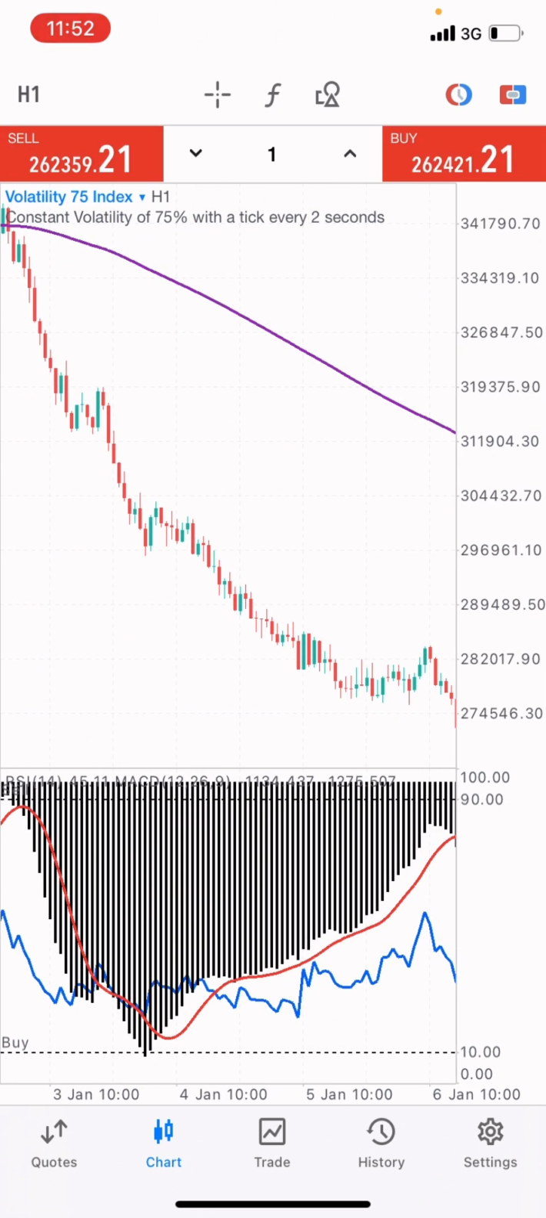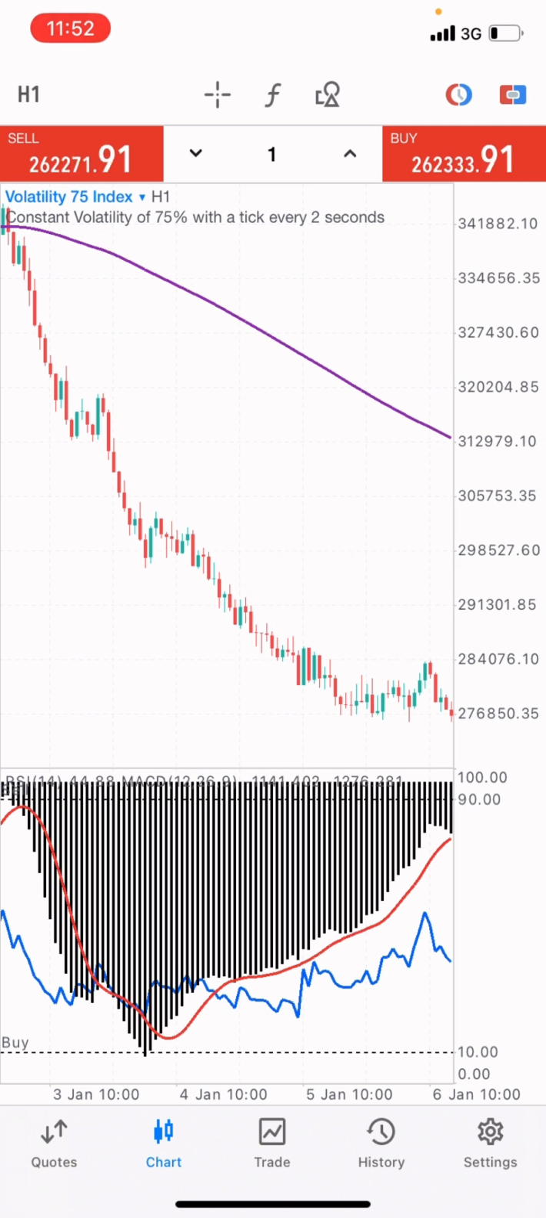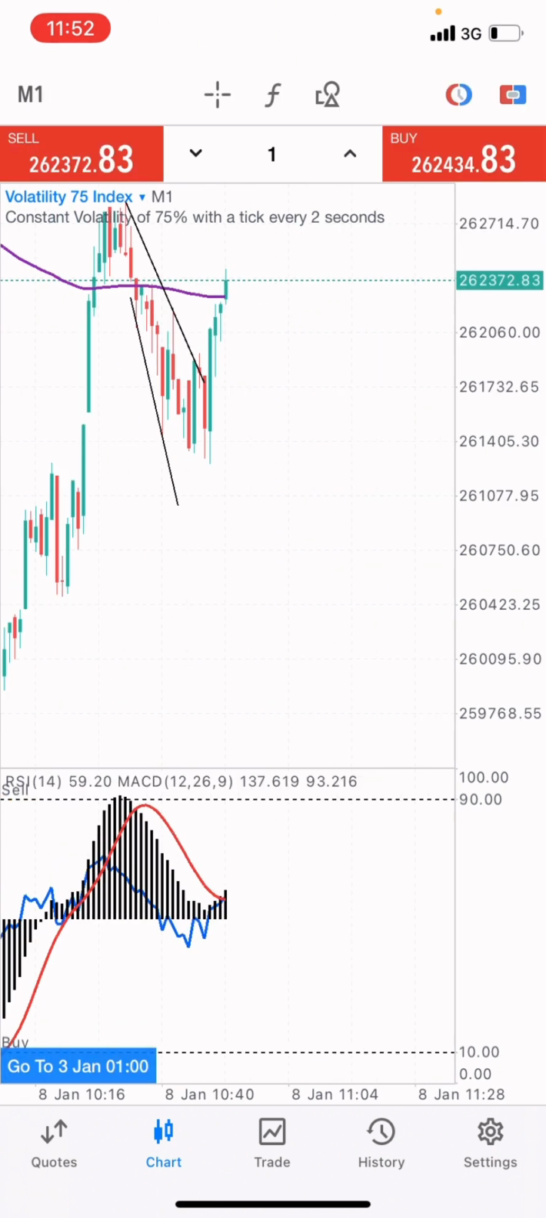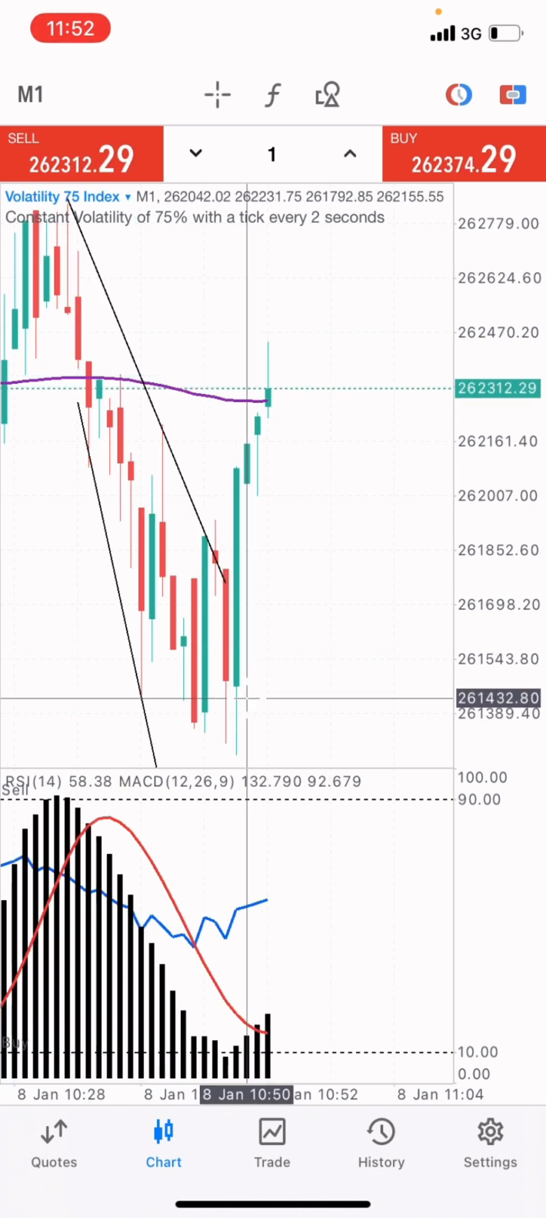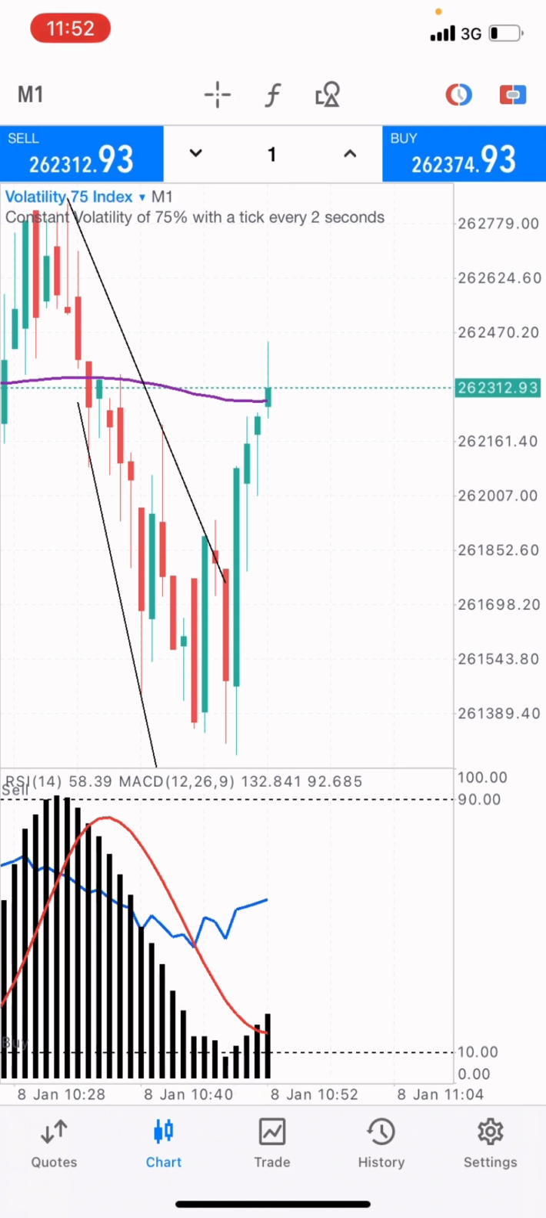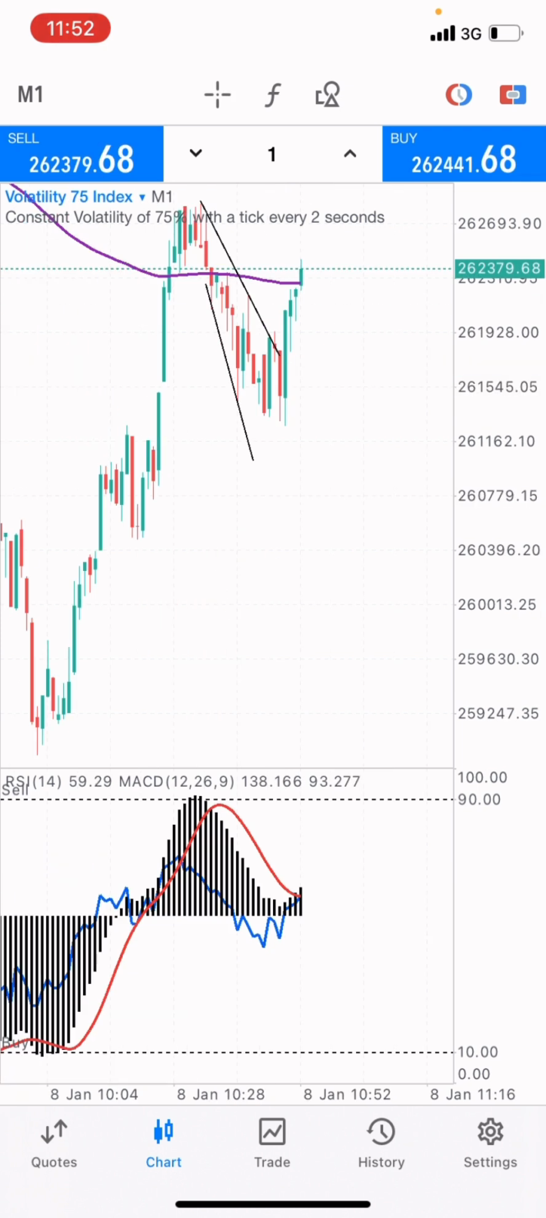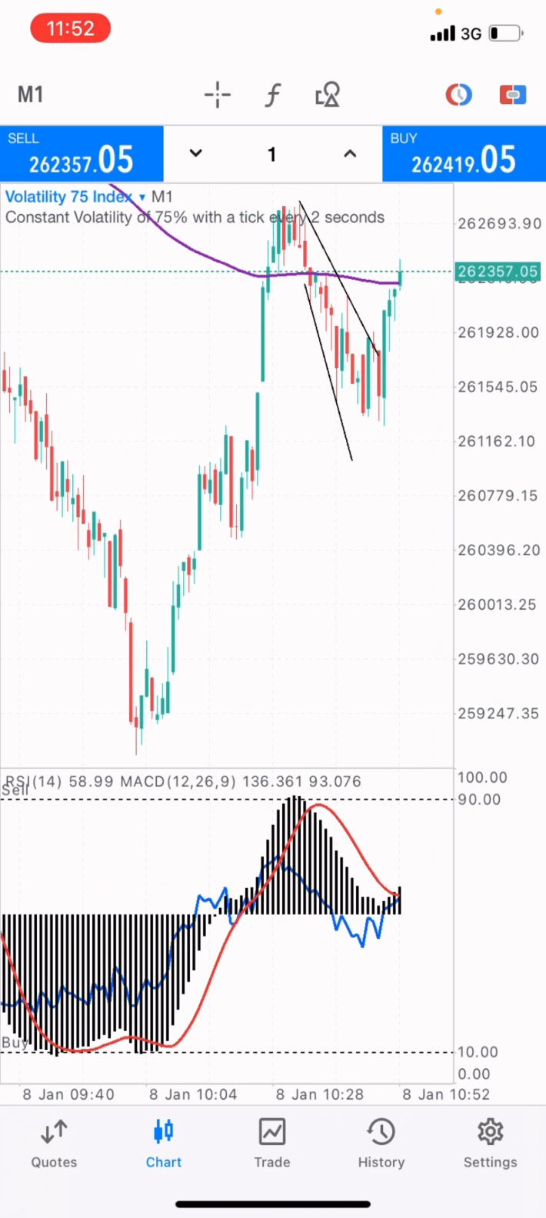So these are what you need to do. Check the 1 hour time frame. Only the 1 hour time frame. If you're a 1 minute trader, check the 1 hour time frame to confirm your entry before going back to the 1 minute time frame to enter into your position. Take a look. This market bought, like I said it would. So I believe after watching this video you understand how to trade volatility 75 using this simple technical analysis that I've just shared with you guys and the MACD indicator.